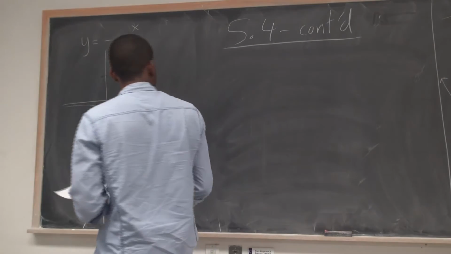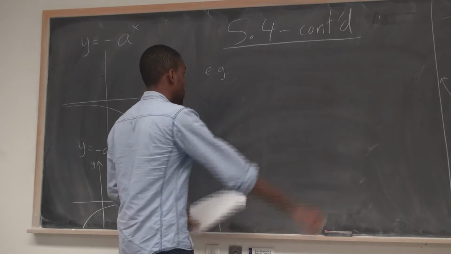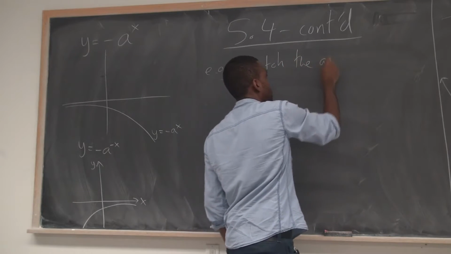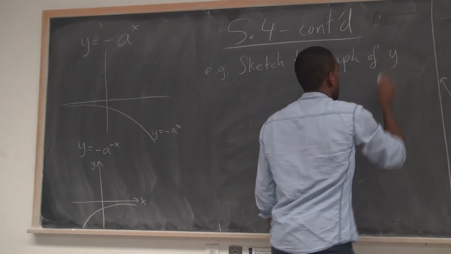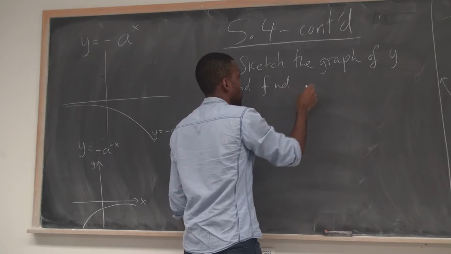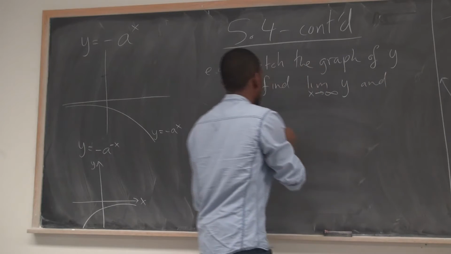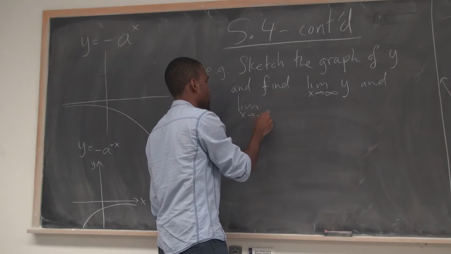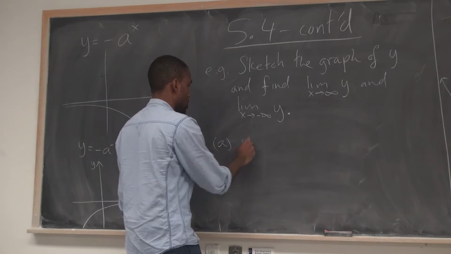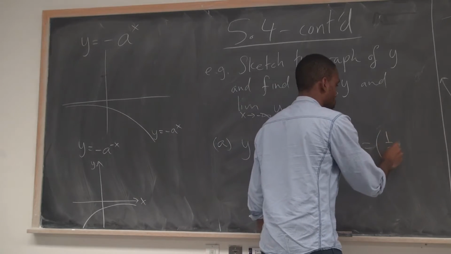This is going to be easy compared to what we were doing, but let's do it anyway. Limit as x goes to infinity of y and limit as x goes to minus infinity, where a, y is equal to 5 to the x, b, y is equal to 1/3 to the x.